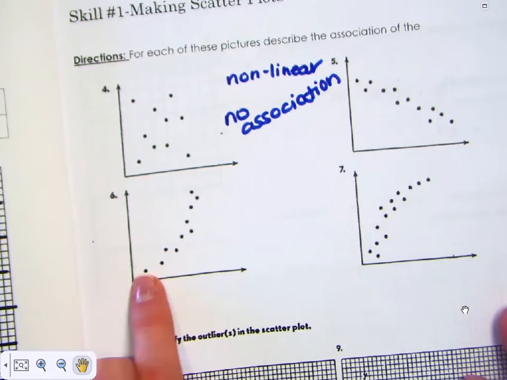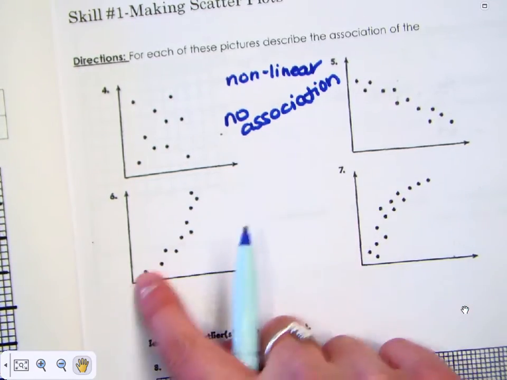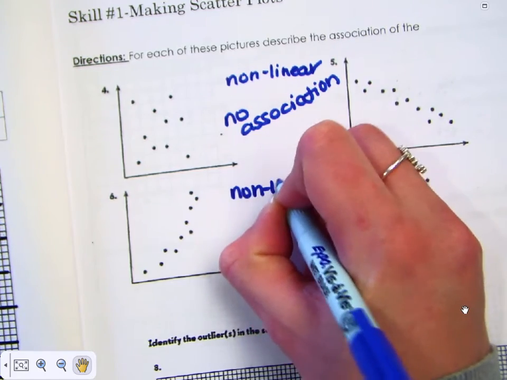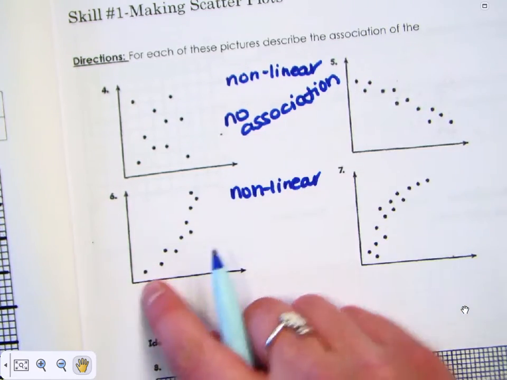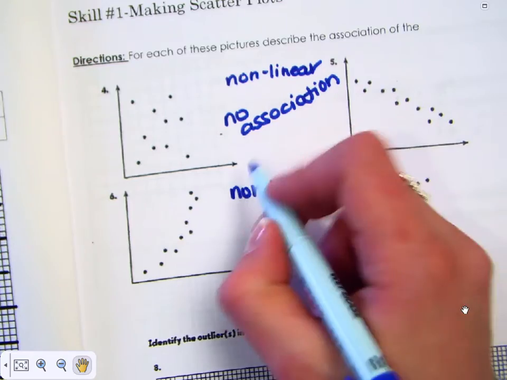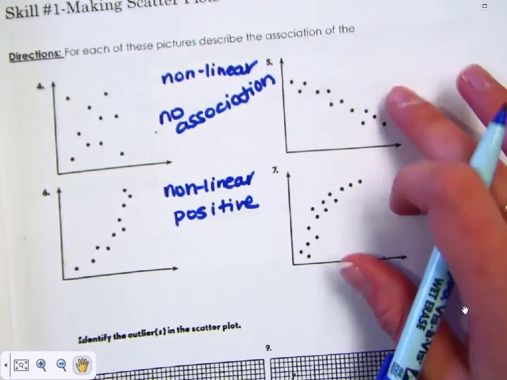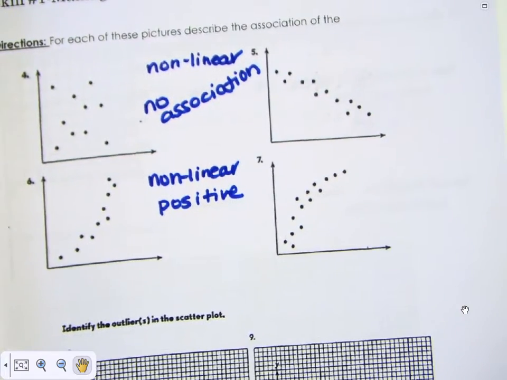This, however, looks like it's going in a curve. It's not a straight line, it's a curve. So this would be nonlinear again. And this would also be positive because as x is increasing, so is y. So see if you can try 5 and 7 on your own.